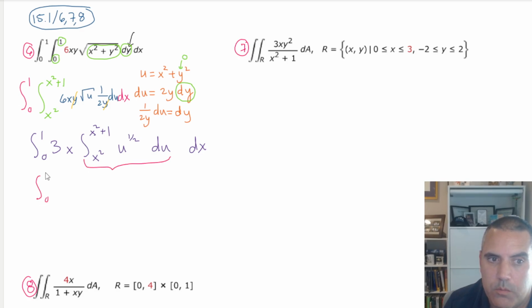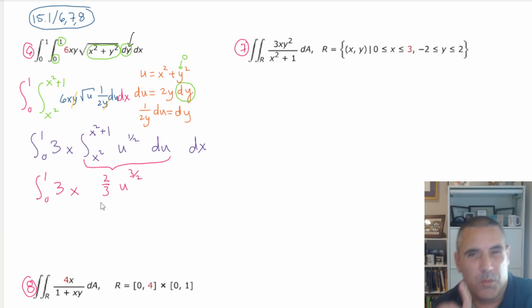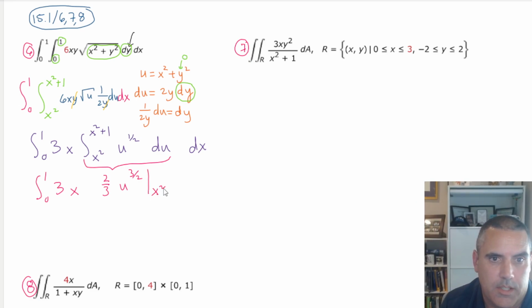I'm going to take it a little further and then allow students to finish it. So it's going to be u to the 3/2. There's going to be a 2/3. Remember the rule is to add 1 to the power and then it should be flipped out in front. It's going to be x squared plus 1 dx. When you're done integrating the inside, you should only have x's left.